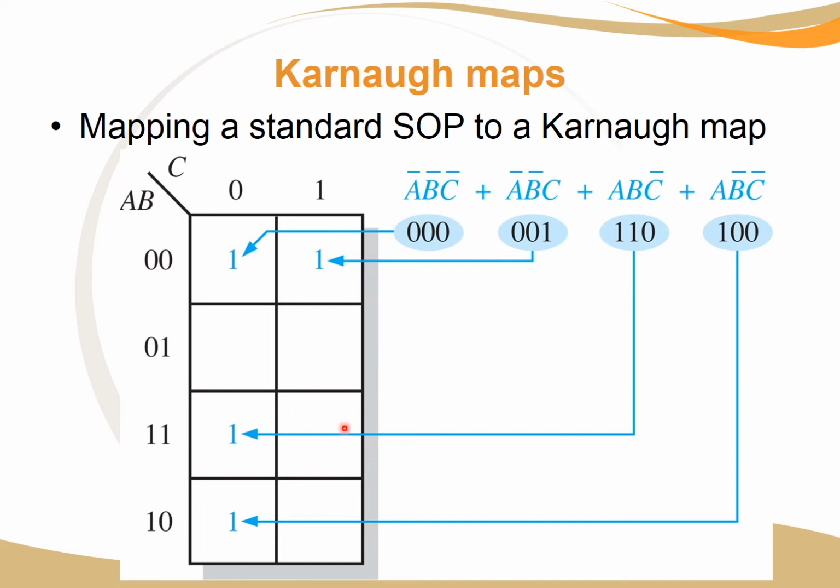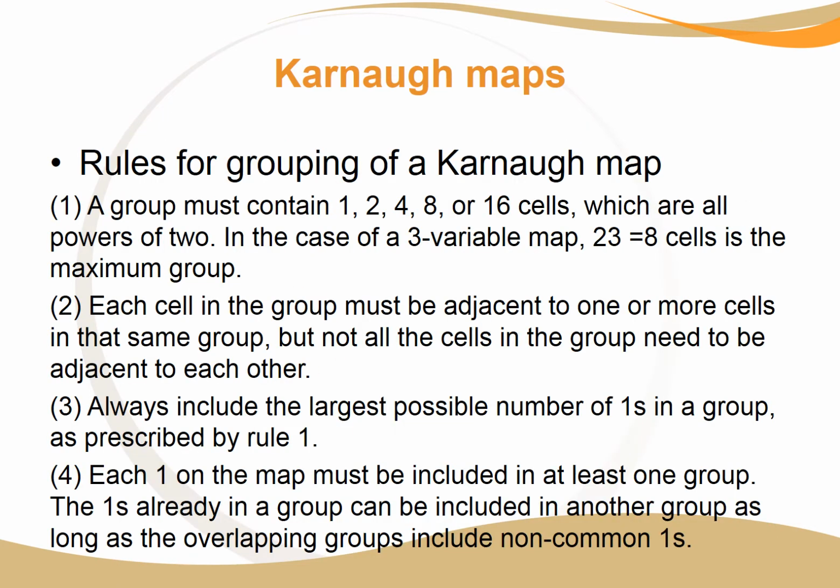Don't worry about the open spaces, we leave them open. And now we come to the nitty gritty, why we do that. We map the Karnaugh map so we can group them, and from that grouping we can simplify it. A group must contain 1, 2, 4, 8, or 16 cells, which are all powers of 2. In the case of a 3 variable map, 2 to the 3 equals 8 cells is the maximum group. Each cell in the group must be adjacent to one or more cells in that same group, but not all the cells in the group need to be adjacent to each other.